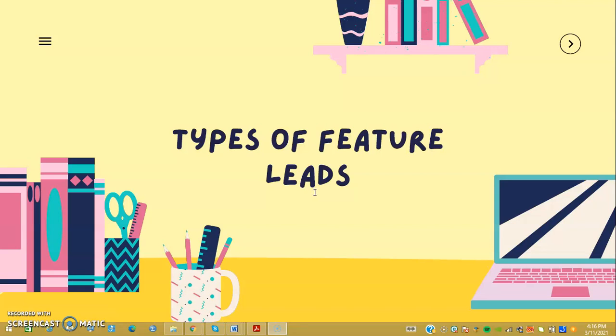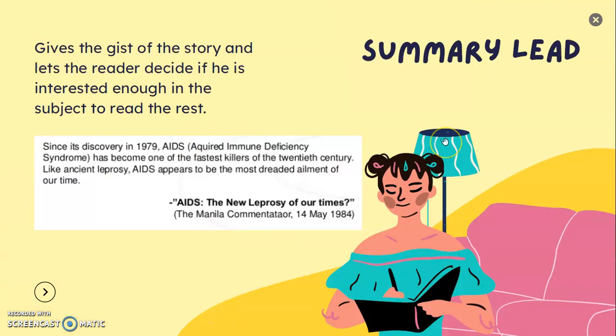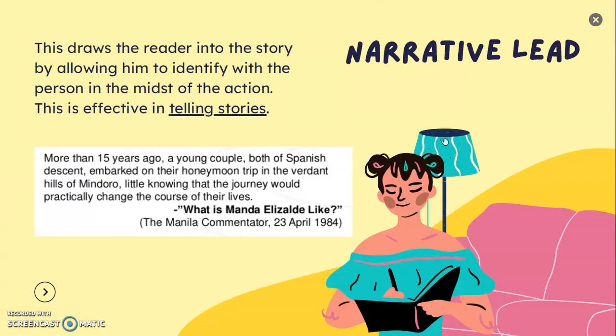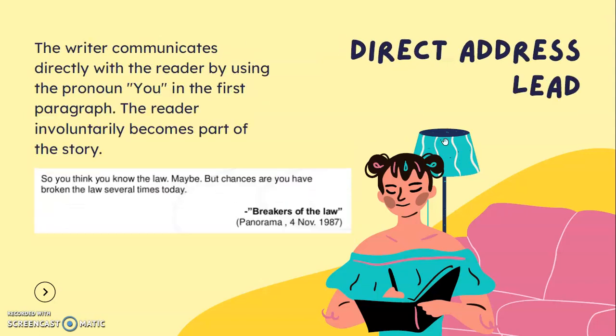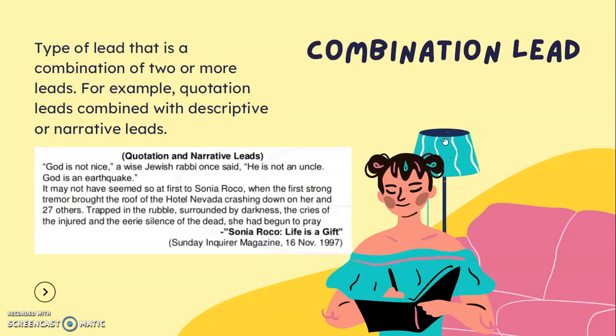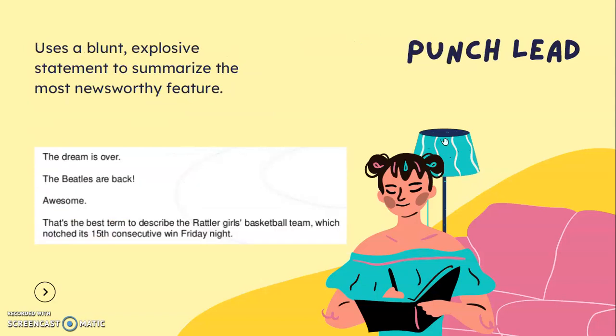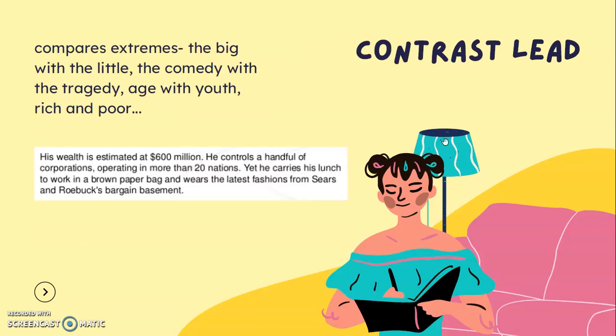Continuing on how to write a good feature story. Earlier in the first video, we discussed the different types of feature leads: the summary lead, narrative lead, descriptive lead, quotation lead, question lead, direct address lead, combination lead, staccato lead, punch lead, and contrast lead.